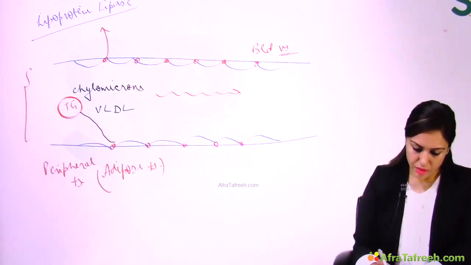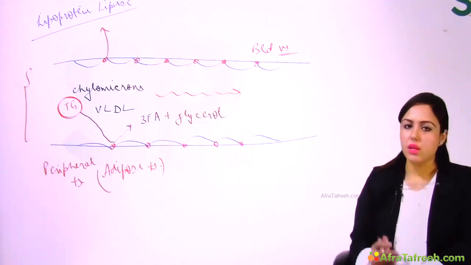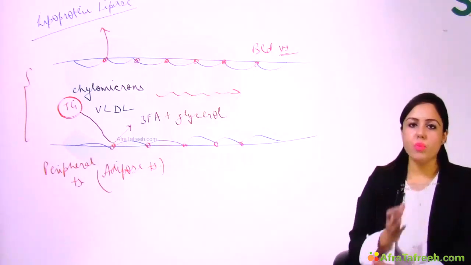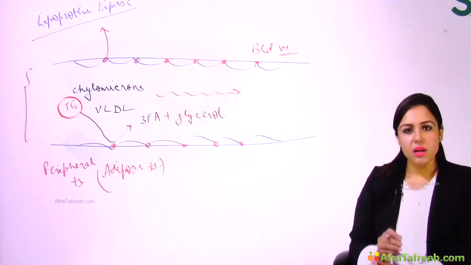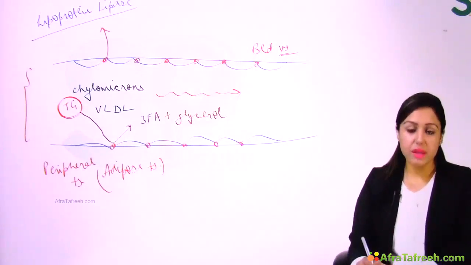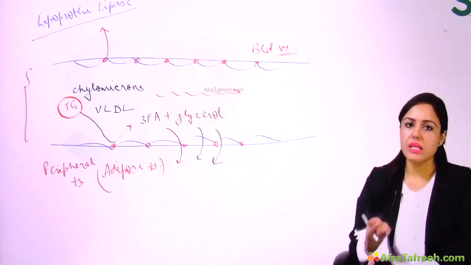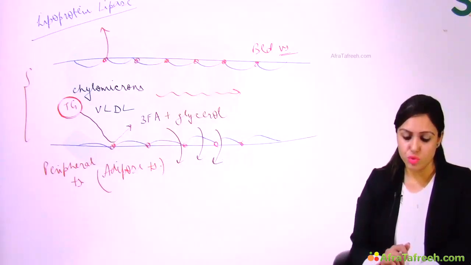This triglyceride will be broken down into 3 fatty acids and glycerol. You know, triglyceride means 3 fatty acids and glycerol are present. So it will be broken down into its constituents. Fatty acid and glycerol are smaller molecules. They can easily enter the peripheral tissues.